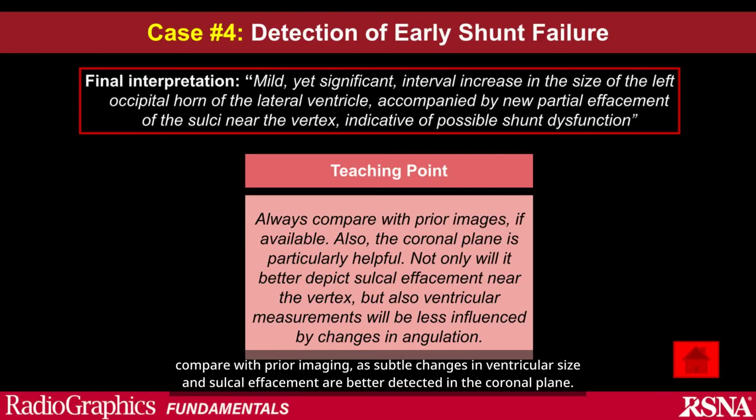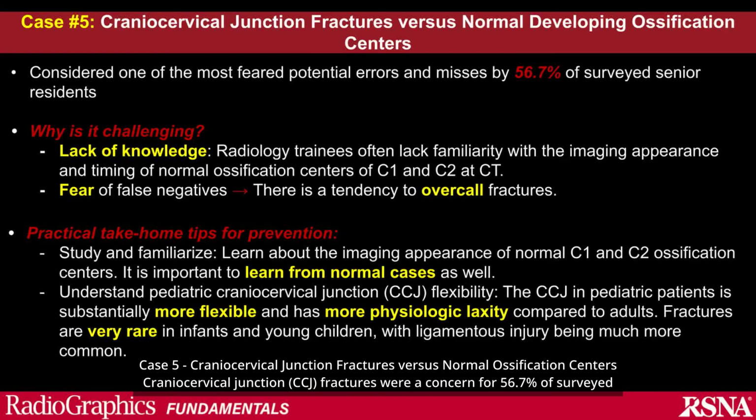the coronal plane. Case 5: craniocervical junction, CCJ, fractures versus normal ossification centers. Fractures were a concern for 56.7% of surveyed residents. Challenges arise from unfamiliarity with normal ossification centers and fear of overcalling fractures.